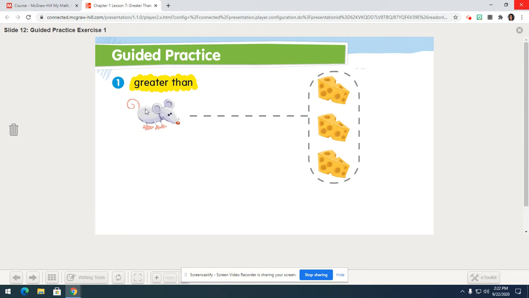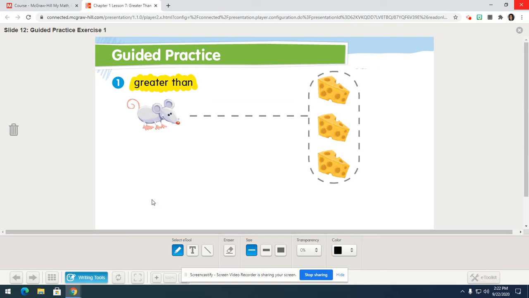All right, let's count how many mice we see. 1. Good. Number 1, line down. Let's count how many cheese we have. 1, 2, 3. We have 3 cheeses. 1 hump, 2 hump. That's the number 3. Draw a line from 1 mouse to 1 cheese.